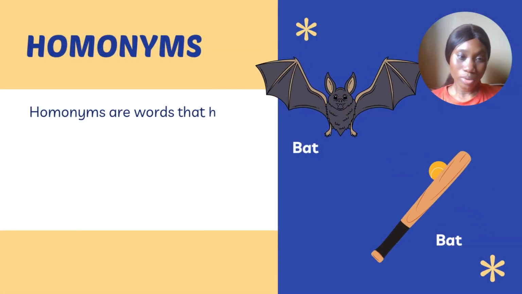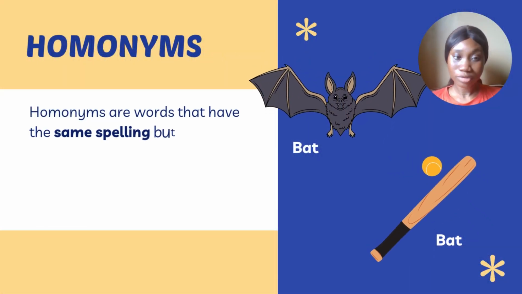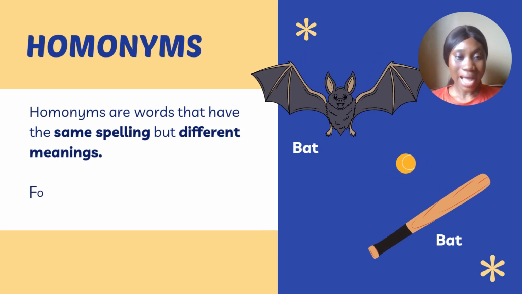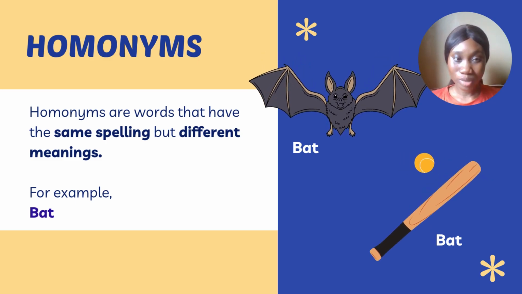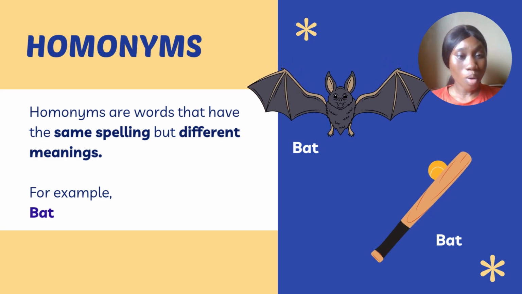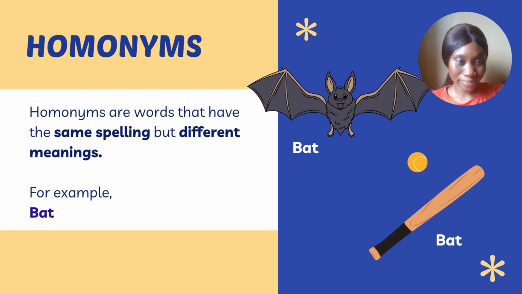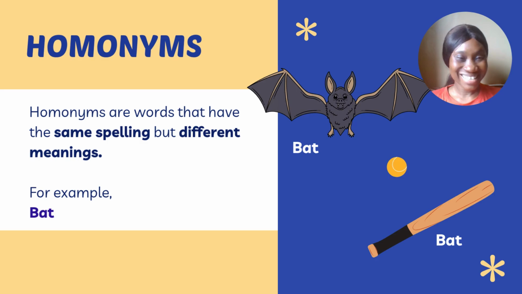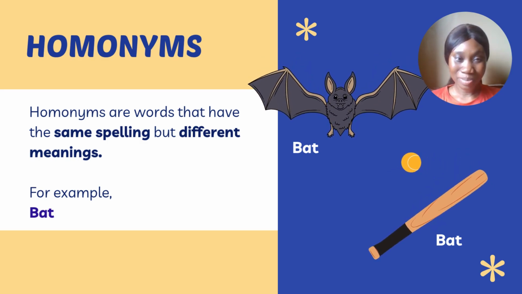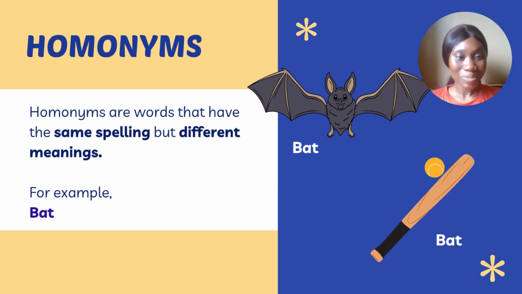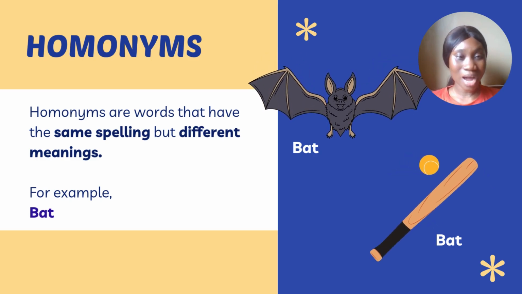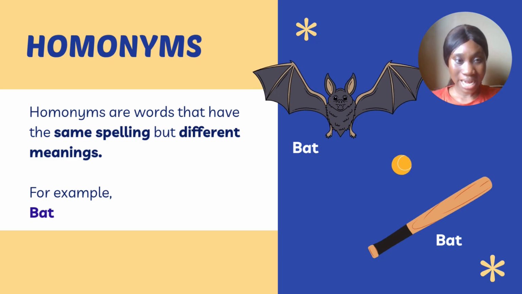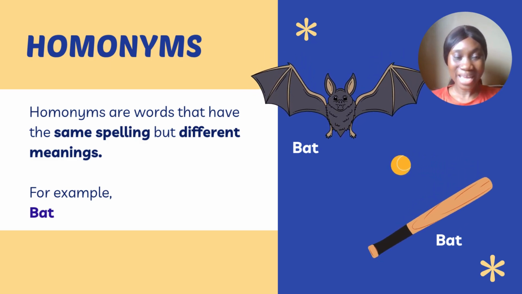So let's begin. Let's start with homonyms. Now, homonyms is made up of two words, homo and nym. Together that gives you homonyms. Homo means same, while nym means name. I think that should be easy to remember. So you can guess what homonym means. Together, homonym means same name.